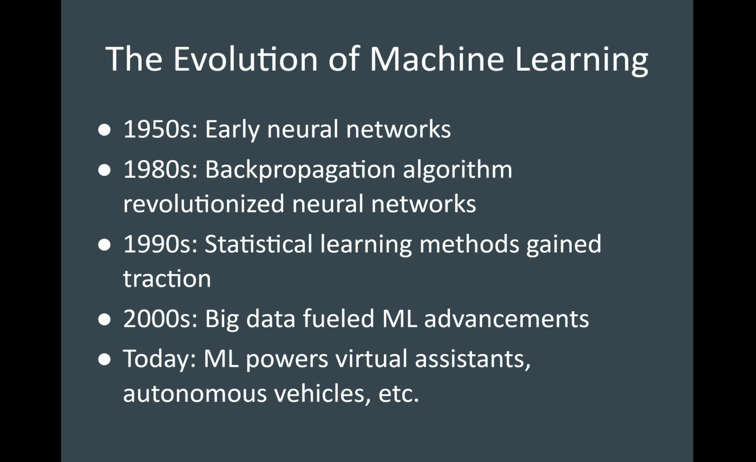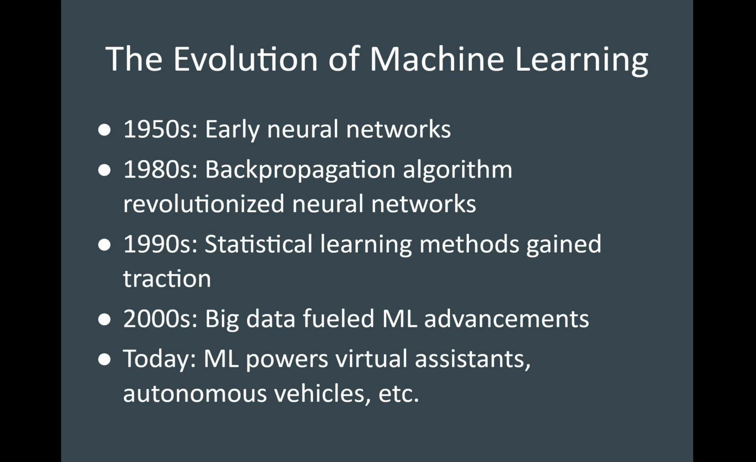And in the 1990s, machine learning gained traction in the academic community with a focus on statistical learning. Algorithms like support vector machines, SVMs, and decision trees became popular. Researchers also began exploring unsupervised learning techniques, which allow machines to discover patterns in data without labeled examples.